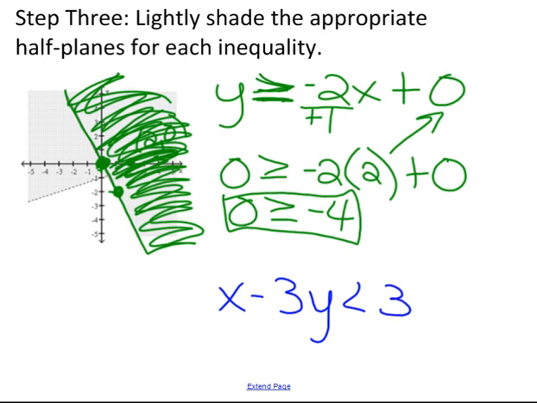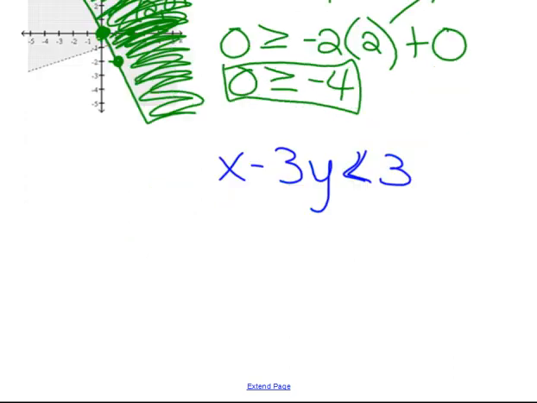I know a lot of you want to solve for y and graph it that way. I do not recommend that with inequalities. You're going to goof it up because of the inequality. So your best bet, since it is an inequality and it's in standard form, is to use the xy chart.